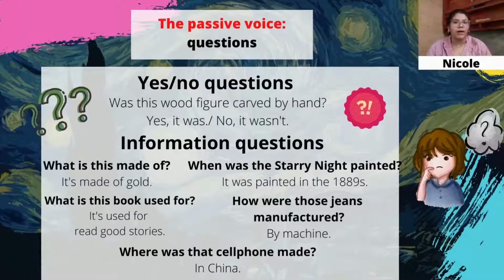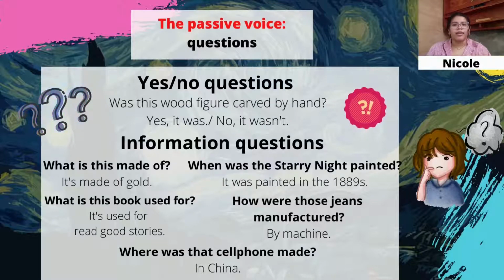Today I'm going to talk about a little bit of passive voice questions. First, we have yes/no questions. We answer this type of question exactly like its name says, only with yes and no. For example, was this wood figure carved by hand? And the answer is yes, it was for positive, and no, it wasn't for negative.